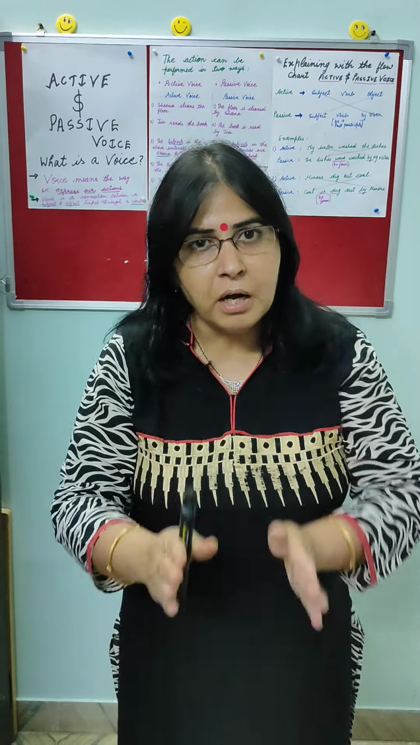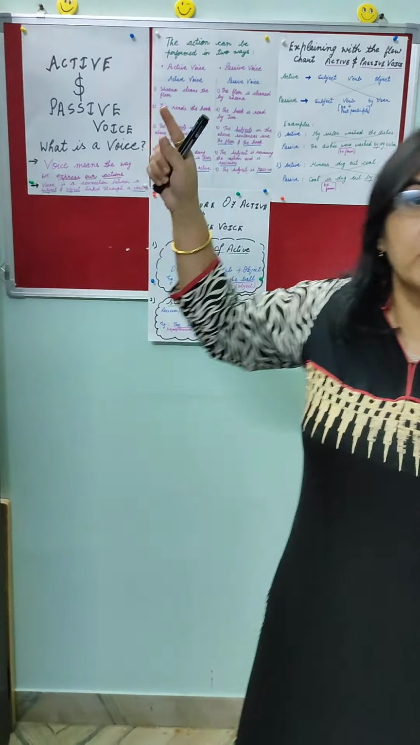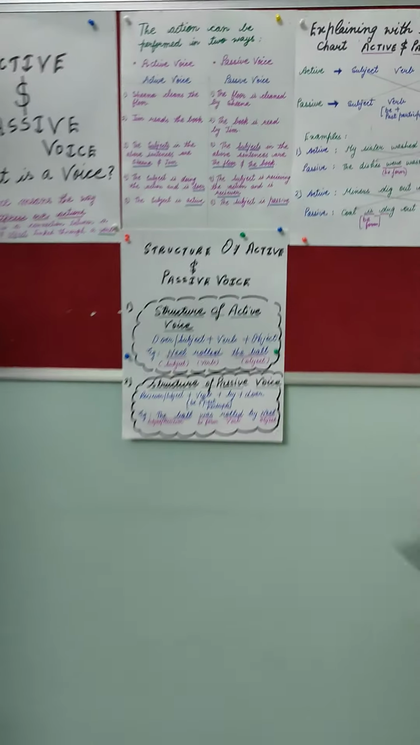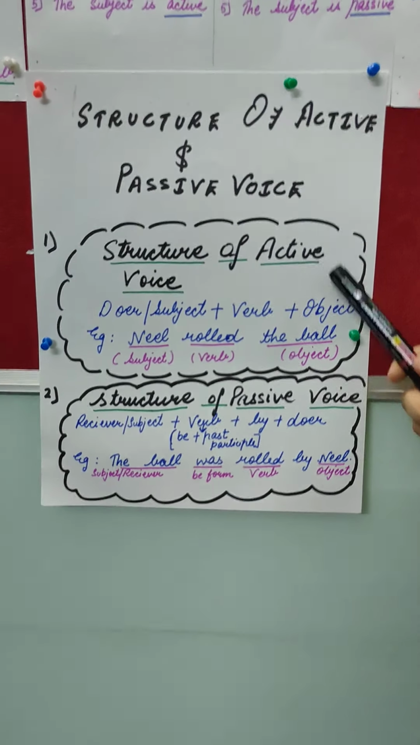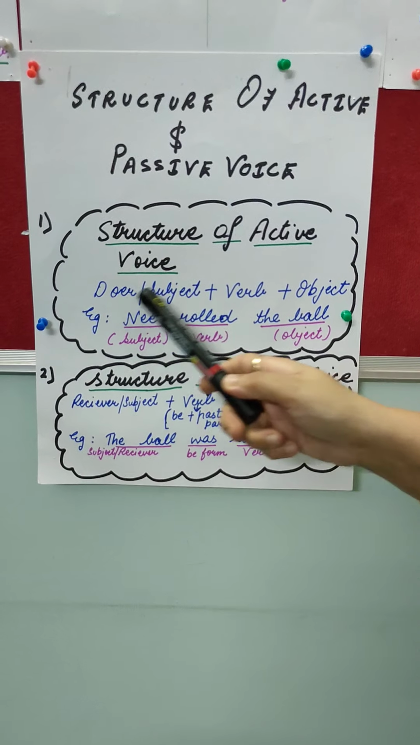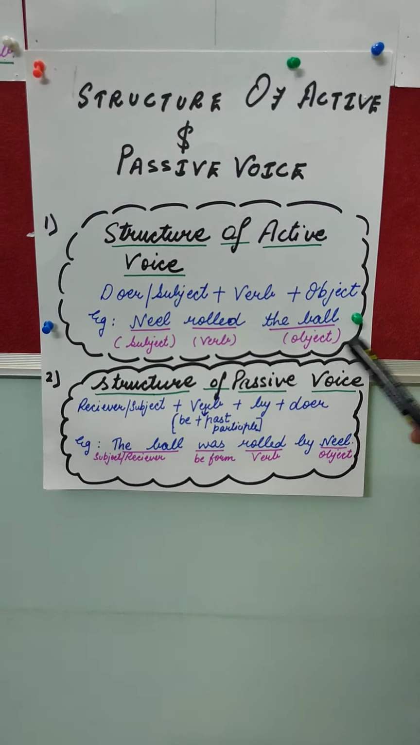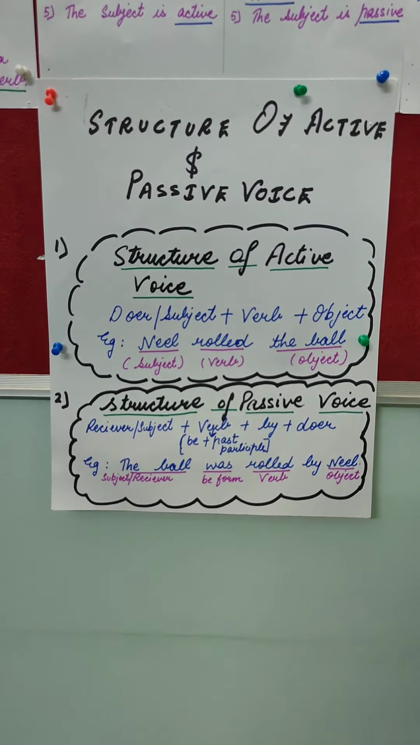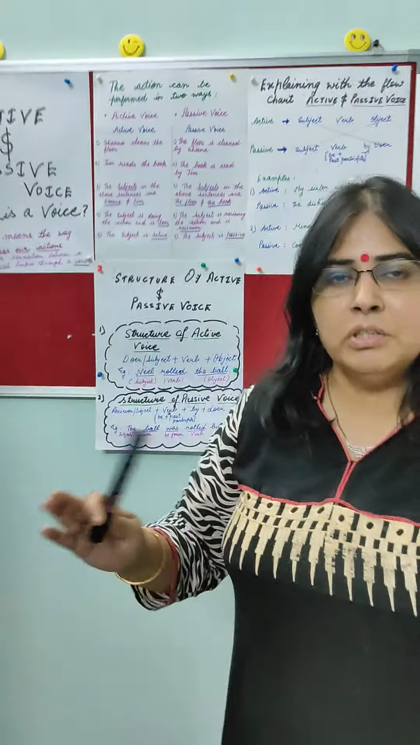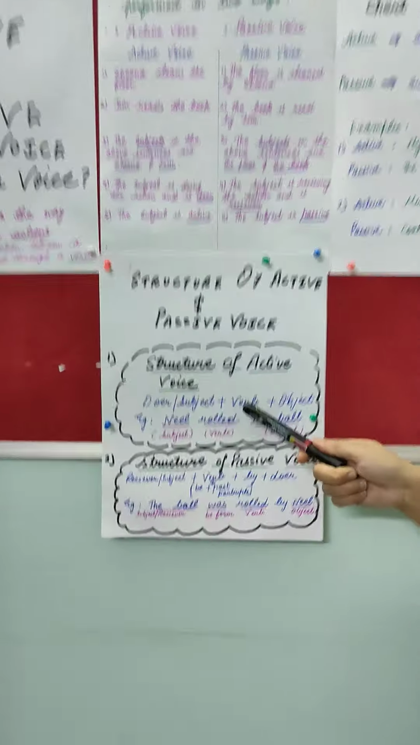So for now, we should know the meaning of active voice, the meaning of passive voice, and the main thing is the structure. Now we are going to come to the structure. Kindly pay attention. Structure of active and passive voice. Now the structure of active voice, we are already clear. Doer or subject plus verb plus object. Example, Neil rolled the ball. Neil is the subject, rolled is a verb, and the ball is an object. Very simple. The structure of the active voice is very simple. Subject, verb and object. The doer, verb and object.